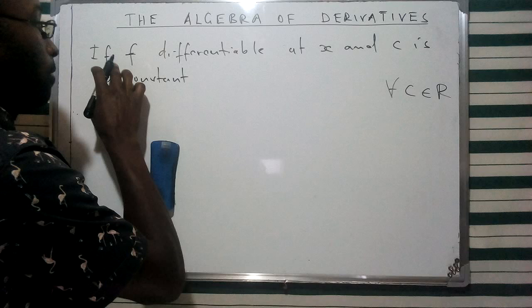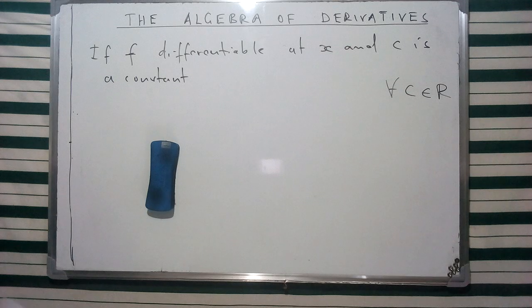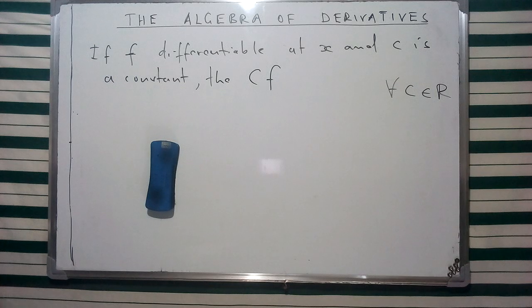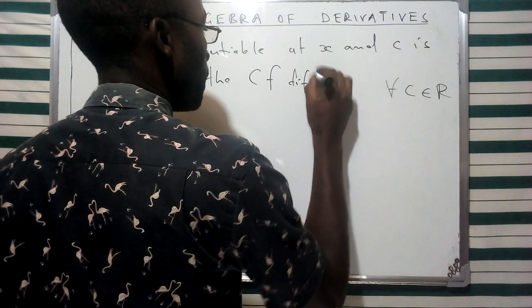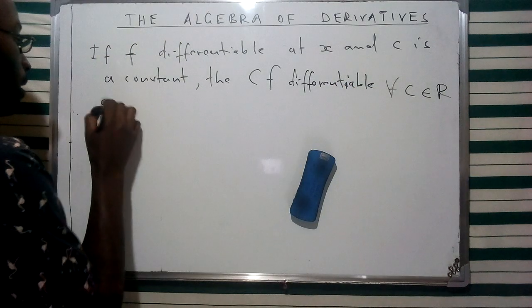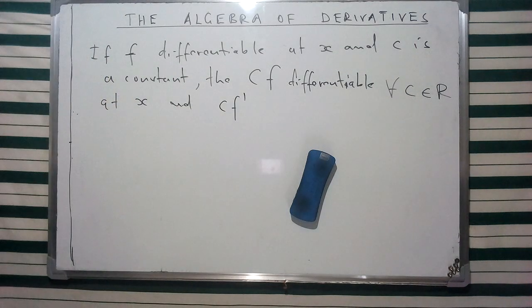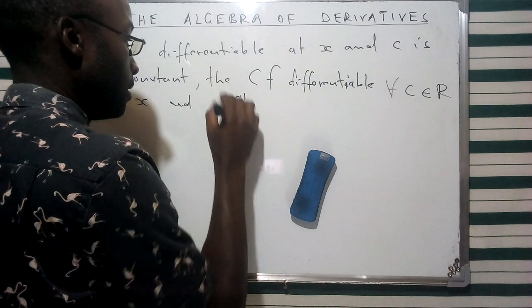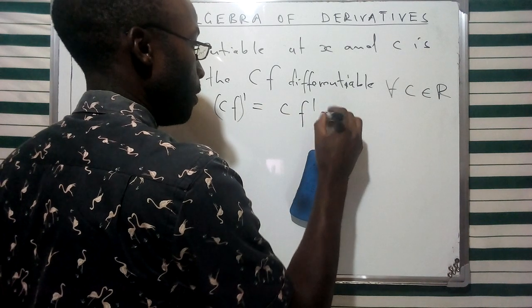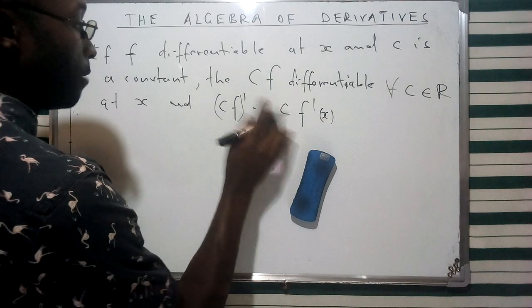And I've said that if the function f is differentiable at x and c is a constant, then we can have cf, which is a product of c and that specific function, which is also differentiable at x, and the derivative (cf)' can be given in terms of c f'(x). So we're going to look at this specific function, and this is the function of x.